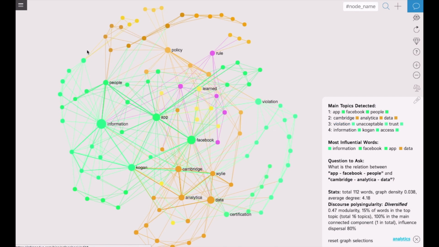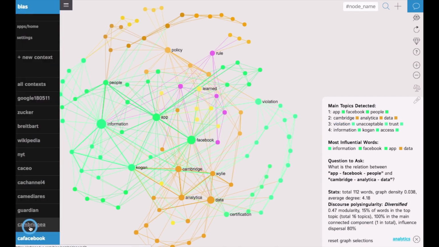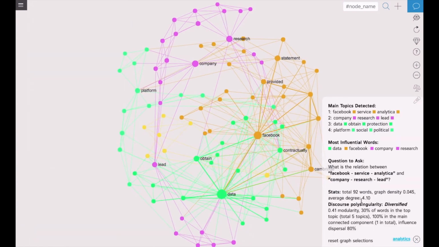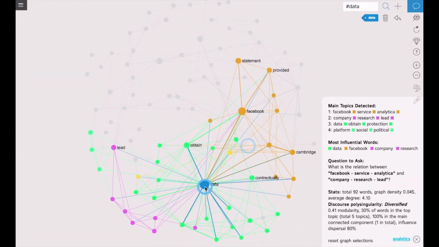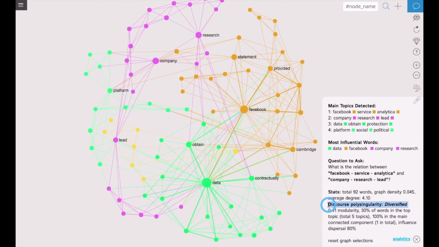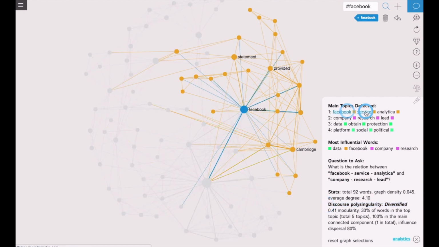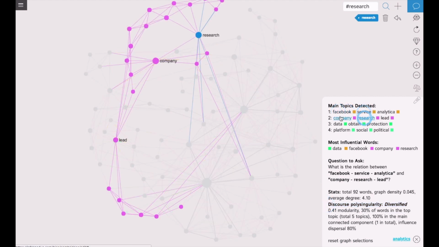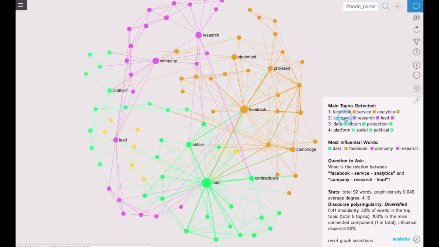that occurred. If we look at the response from Cambridge Analytica, we will see that the discourse polysingularity is also diversified, so that means that there are several different perspectives offered inside the text, and none of them overtakes the other.